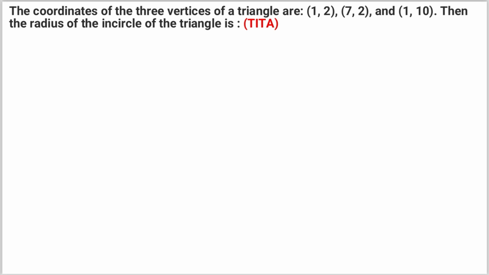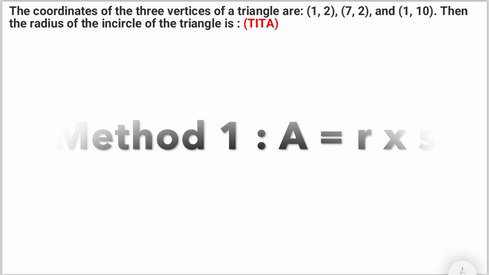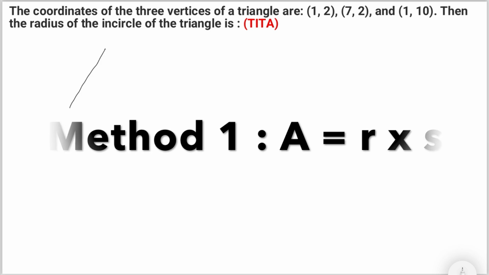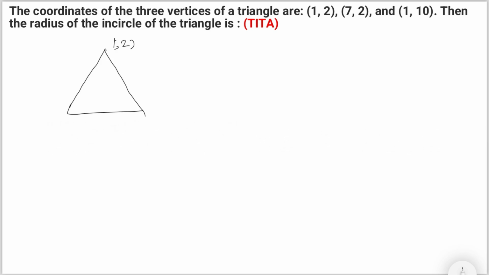So let's look at our next question from Q14, the second slot. The coordinates of the three vertices of a triangle are (1, 2), (7, 2) and (1, 10). Then the radius of the incircle of the triangle is. So one way of solving the question is you draw the triangle, okay? Write the vertices (1, 2), then (7, 2) and then (1, 10).